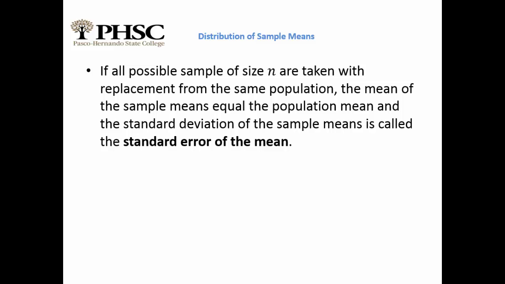So if all possible samples of size n are taken with replacement from the same population, then the mean of the sample means equals the population mean, and the standard deviation of the sample means is called the standard error of the mean.